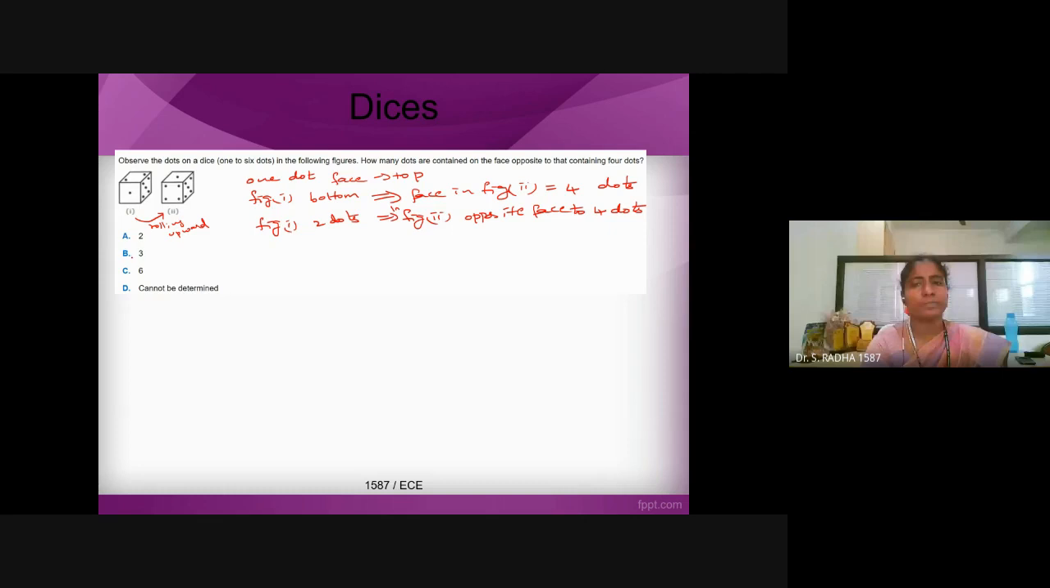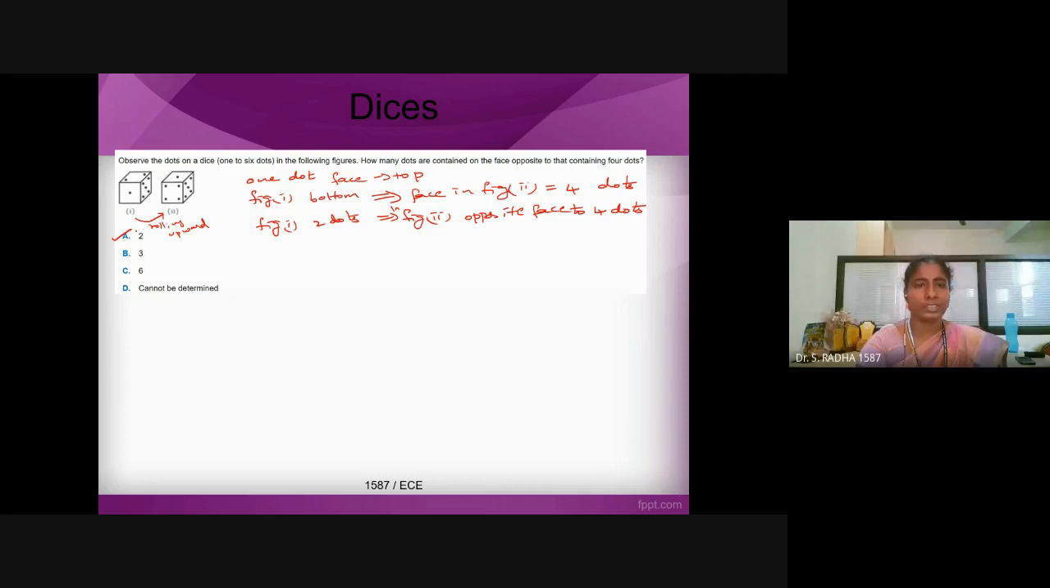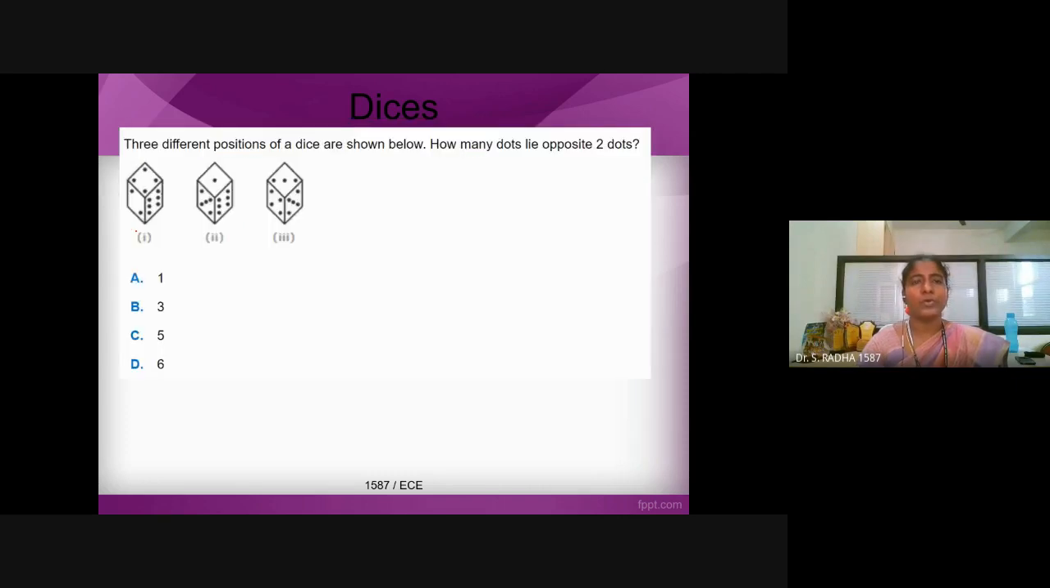So what is opposite to 4 dots? It is 2. From the observation in figure 1, the dice is rolling upwards, so the dot 1 face has gone to the top. Now bottom has come as 4 and top has gone as opposite to 4, which is 2 dots. Answer is 2. Now I'm going to the next problem. You can also try along with me.